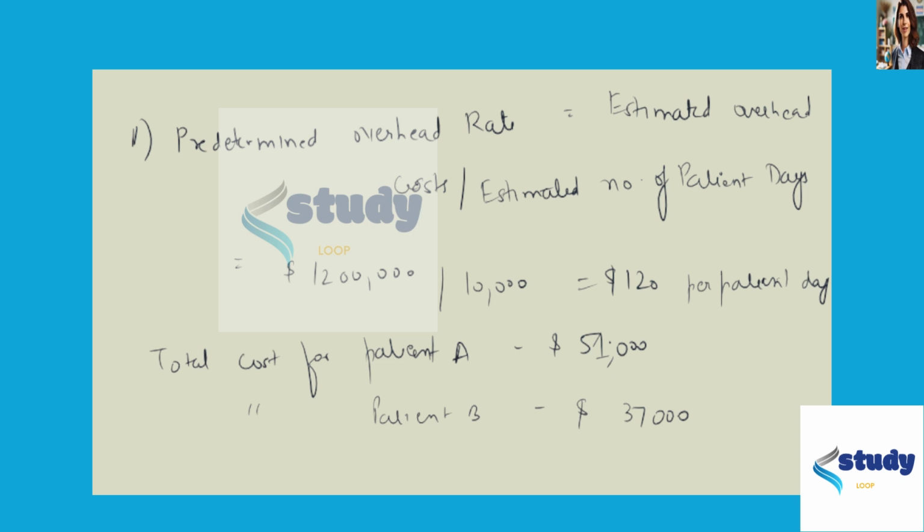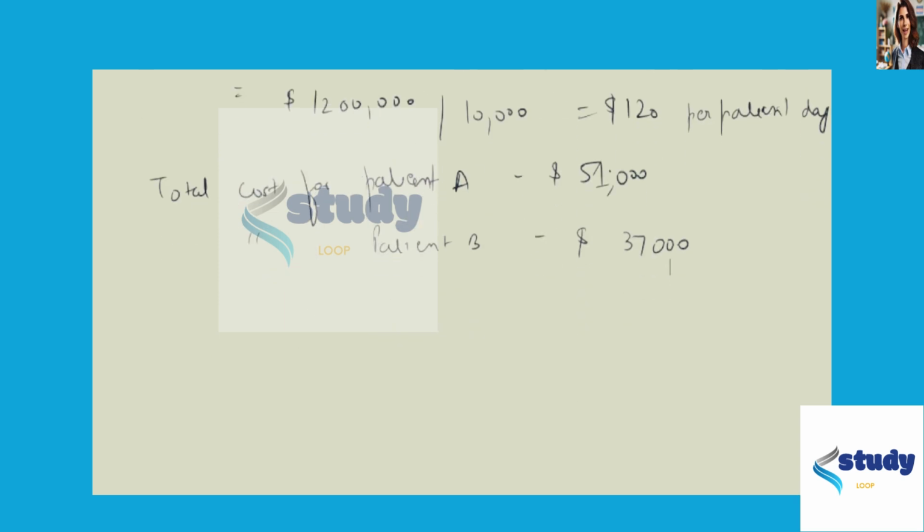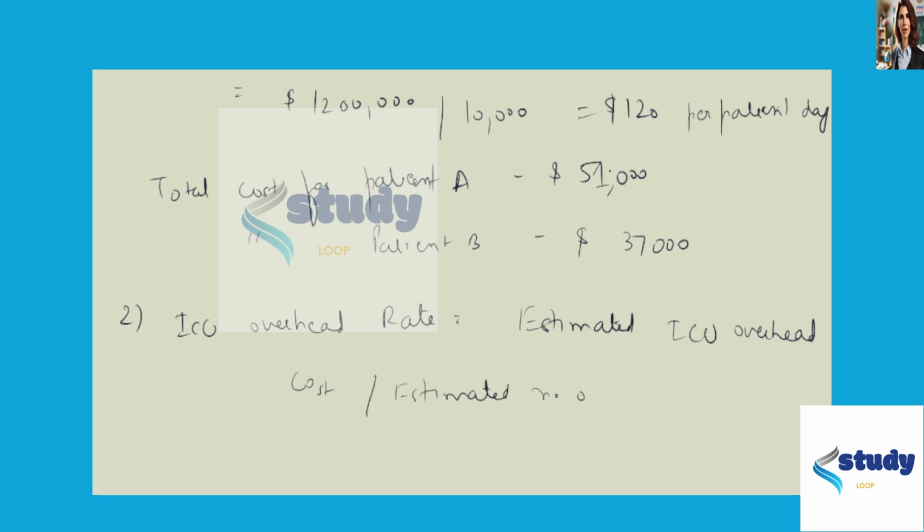and patient B using two predetermined overhead rates. ICU overhead rate will be calculated as estimated ICU overhead cost divided by estimated ICU patient days: $6 lakh divided by 2,000 patient days, which is equal to $300 per patient day. ICU overhead rate is $300 per patient day.